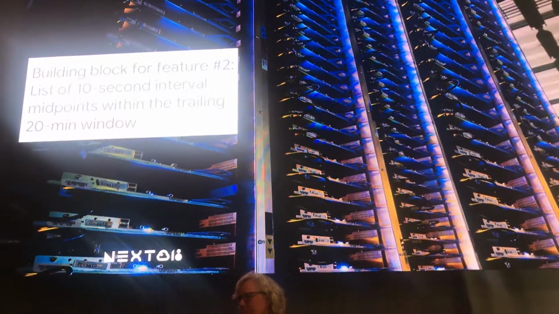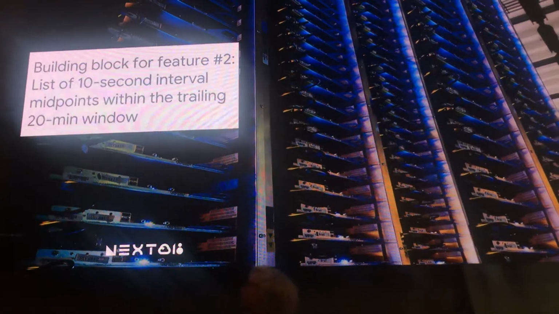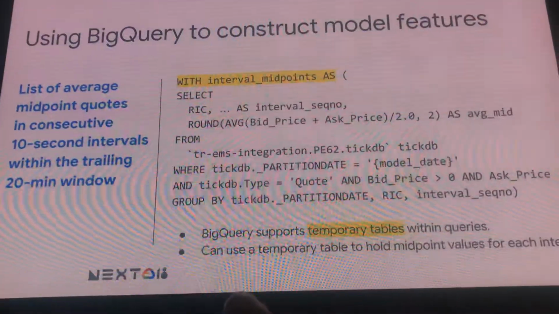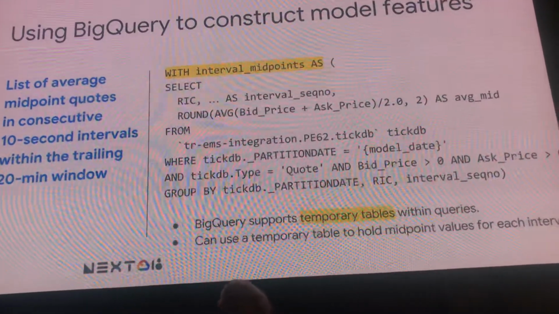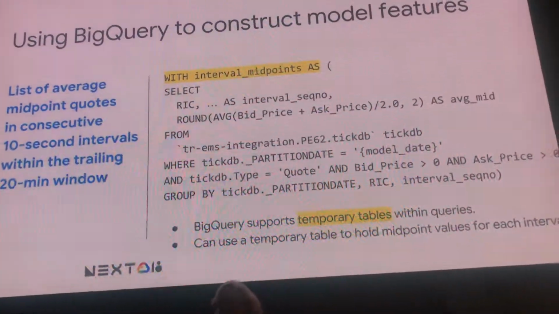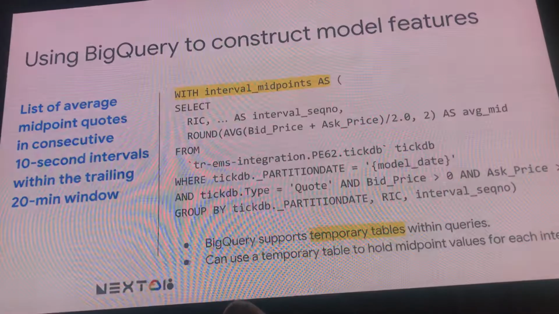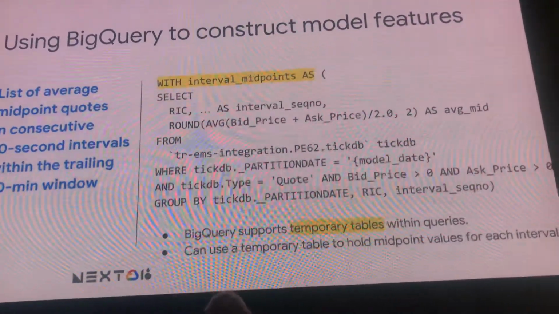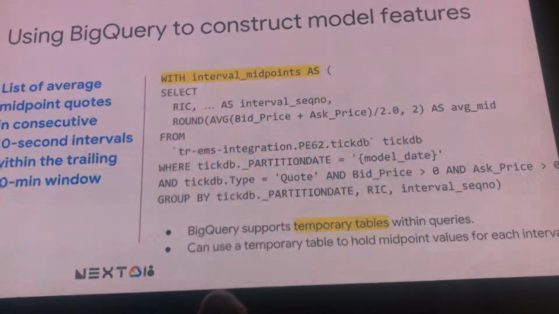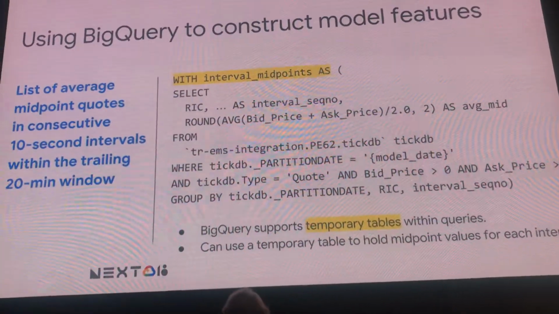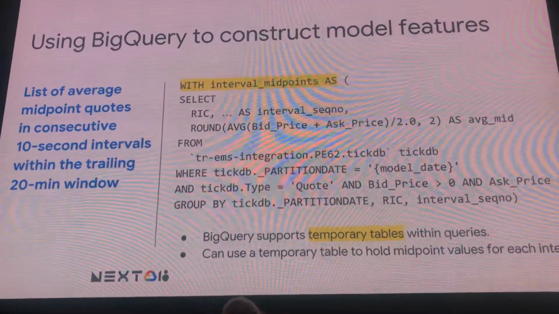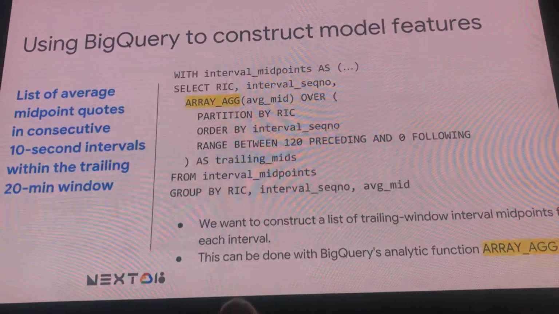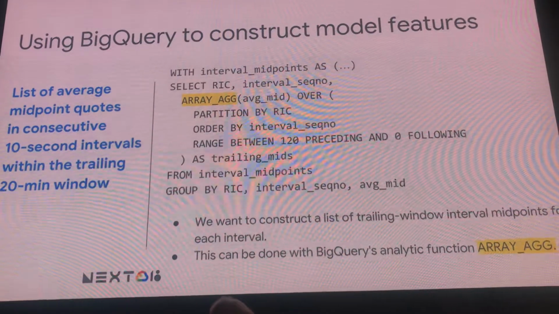Okay, building block for feature number 2, list of 10-second interval midpoints. One nice thing BigQuery provides is the ability to use temporary tables as a part of your query. In this example, we use interval midpoints as a temporary table. You write a query, and the output of the query is stored in the temporary table. And then we can use this table from within another query.